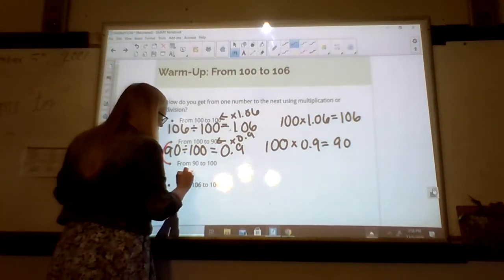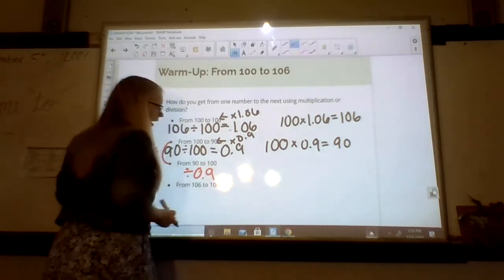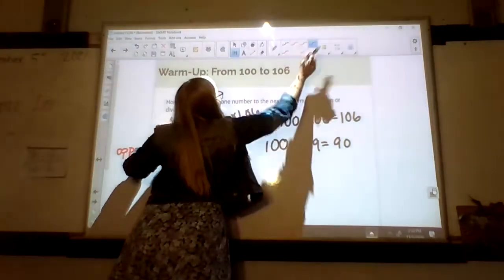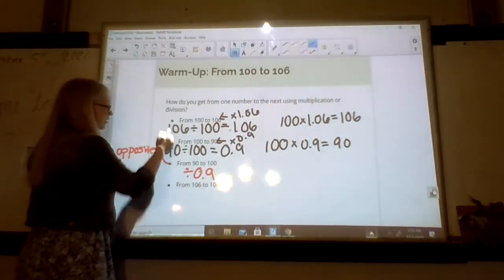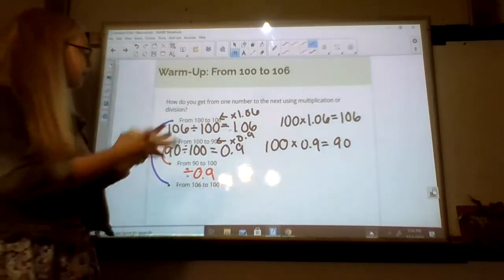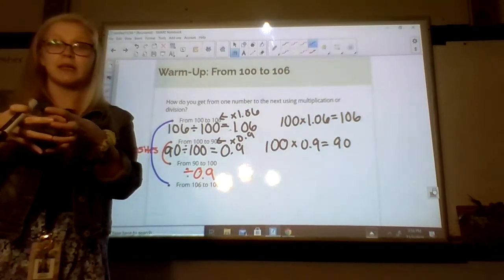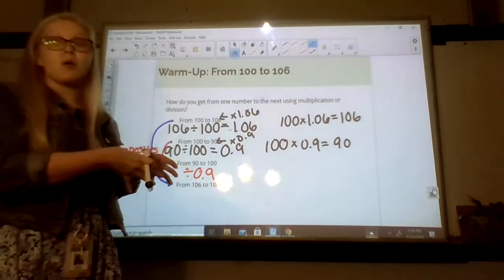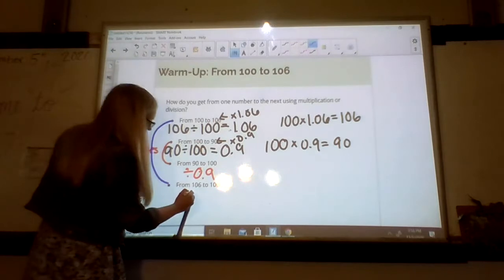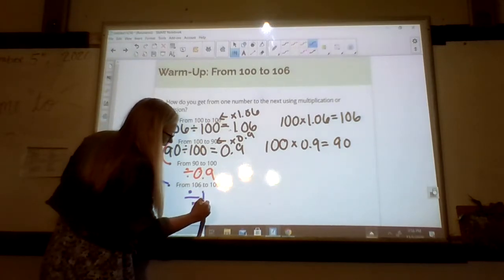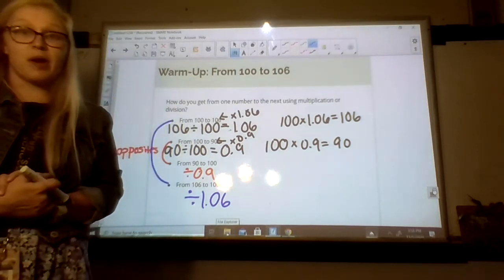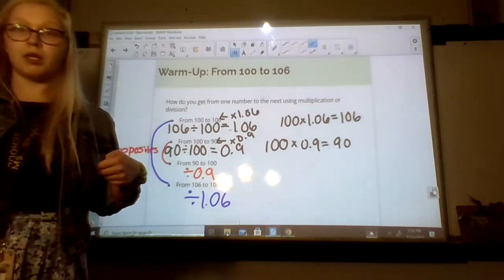So I don't even have to try. This is dividing by 0.9. I don't have to think harder than that. So let's look at the last one. From 106 to 100, well, that's the opposite of the first one. We went from 100 to 106. Now I want to go from 106 backwards to 100. To do that, I'm going to actually divide by what we said to multiply by. So I'm going to divide by 1.06.